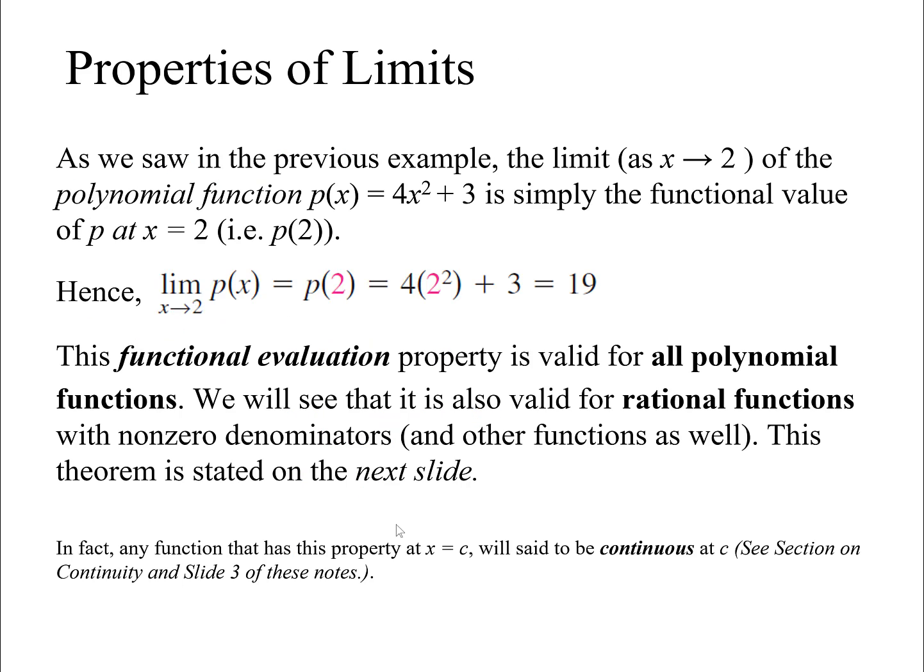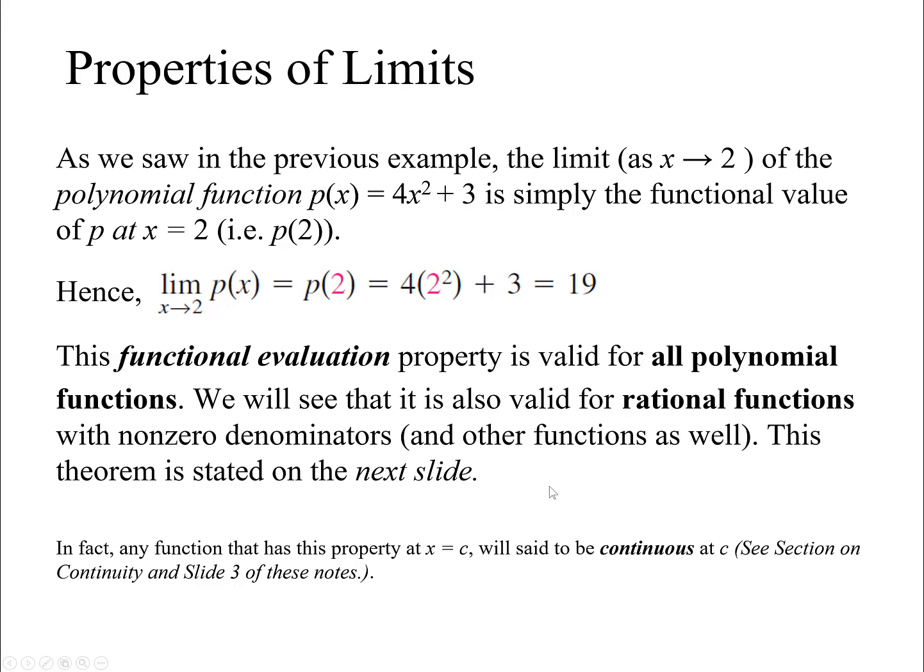As we saw in the previous example, the limit as x approaches 2 of the polynomial function is simply the functional value of p at 2. So let's see that here. Notice I did it in pieces, but as I just said, we'll have a theorem which says I can just plug in, and that's what this statement wants us to observe at this time. Notice that the 19 that we had is, in fact, what I would have obtained had I plugged in the 2 to p. P of 2 is, in fact, 19.